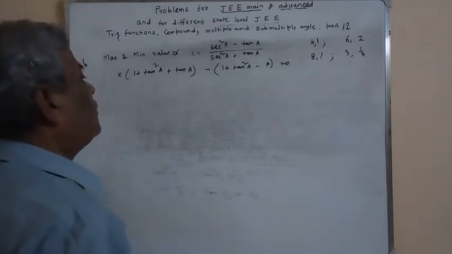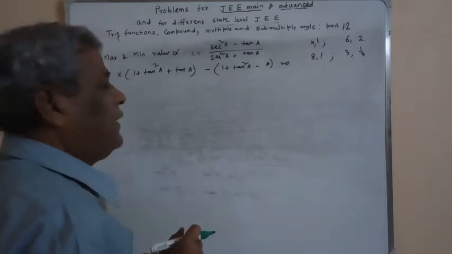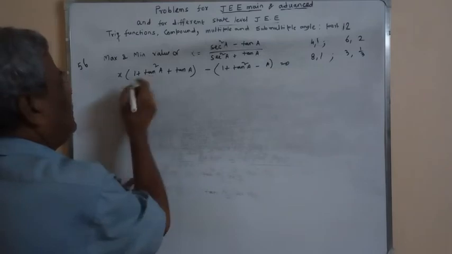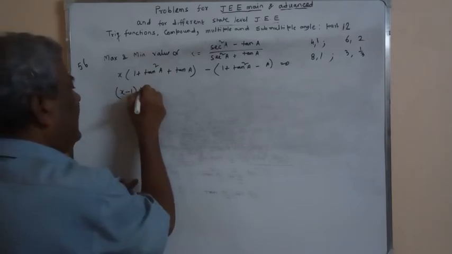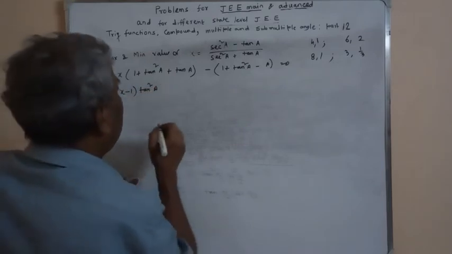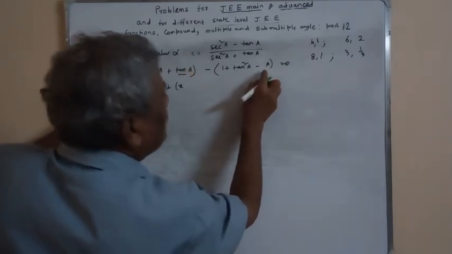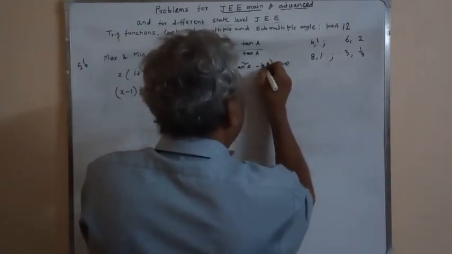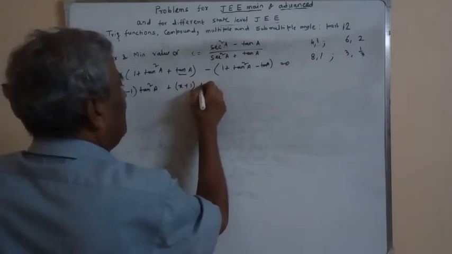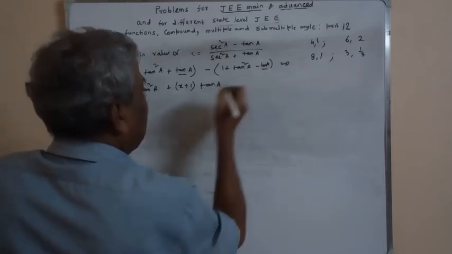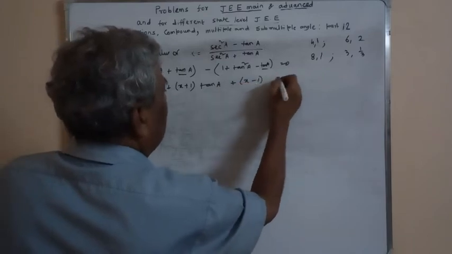Now from here we can obtain one quadratic equation involving tan A. It is x minus 1 into tan square A plus x plus 1 into tan A plus x minus 1 is equal to 0.